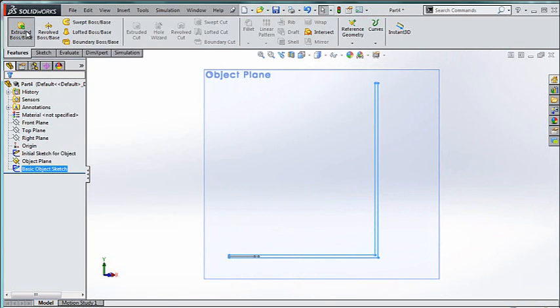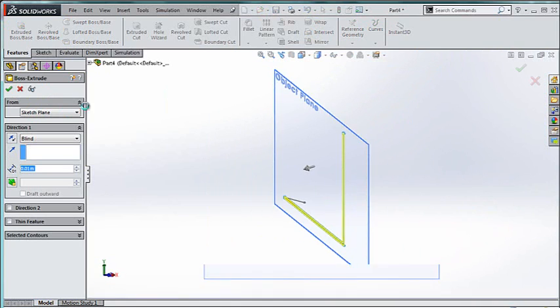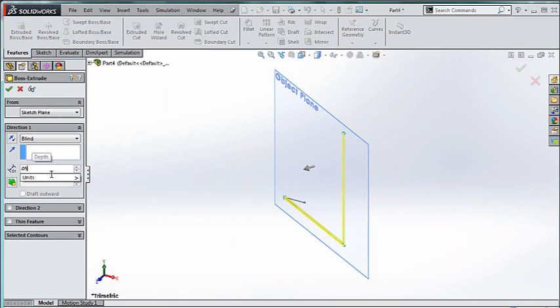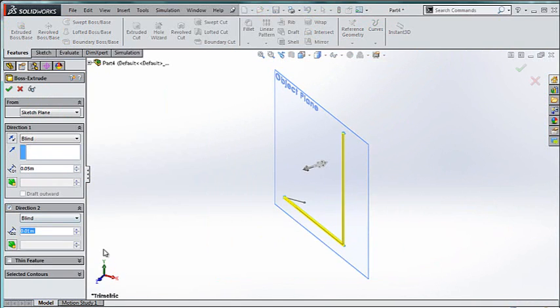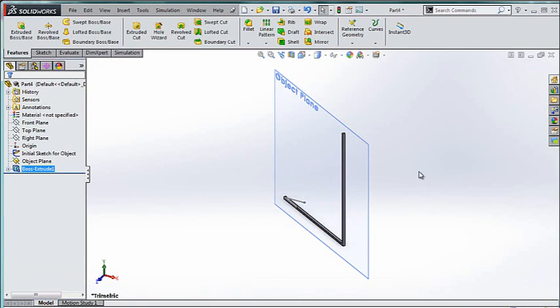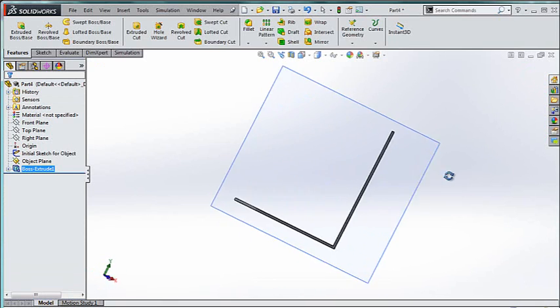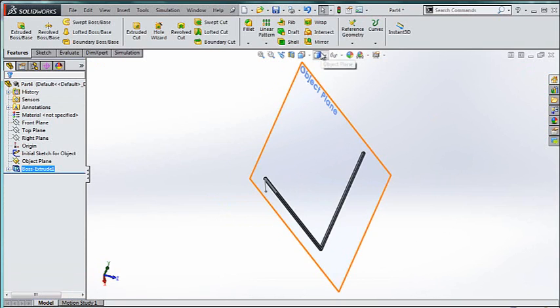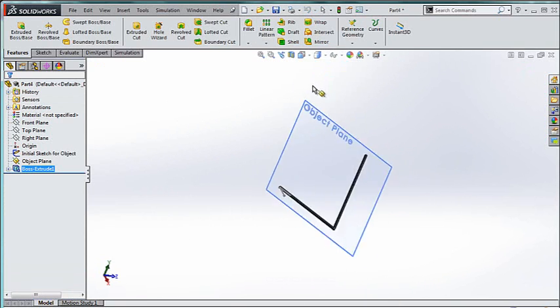And I can go ahead and do an extruded boss base. I'm going to actually go in both directions. I'm going to go 0.05 and 0.05 again because I'm trying to center what I'm doing. So I'm going off in both directions, so I'm really in the center of that plane there. And now I can see I've got that little L-shaped thingy going on there.